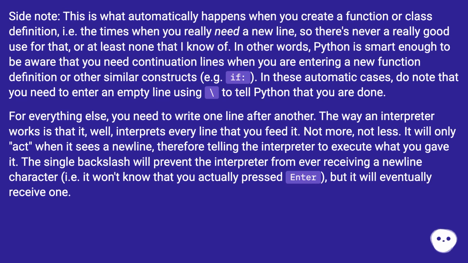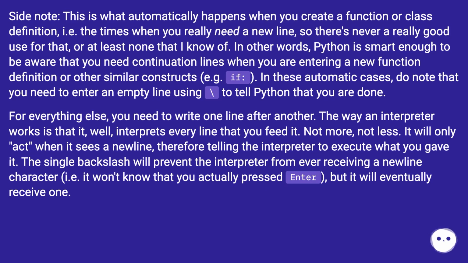In other words, Python is smart enough to be aware that you need continuation lines when you are entering a new function definition or other similar constructs, e.g. if colon. In these automatic cases, do note that you need to enter an empty line to tell Python that you are done. For everything else, you need to write one line after another.